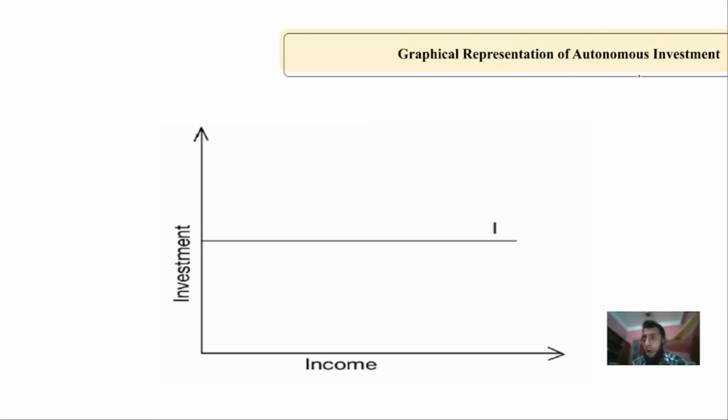Graphical representation of autonomous investment. The graph shows a horizontal investment line, meaning that investment remains constant. This represents autonomous investment, which is the minimum level of investment that occurs even when income changes. Investment which depends on economic growth. Autonomous investment does not fluctuate with income.